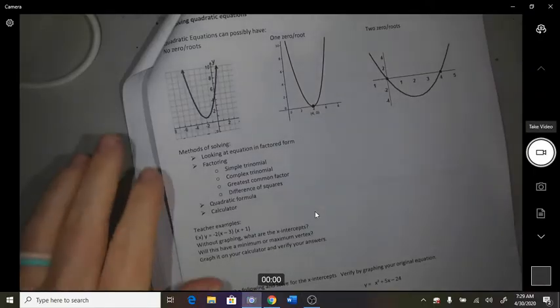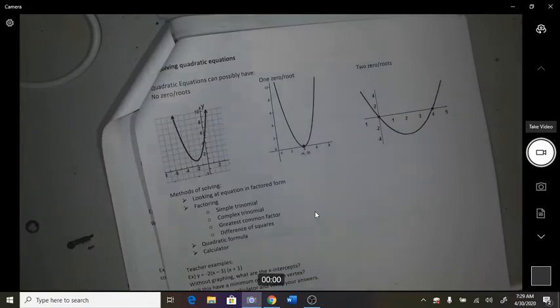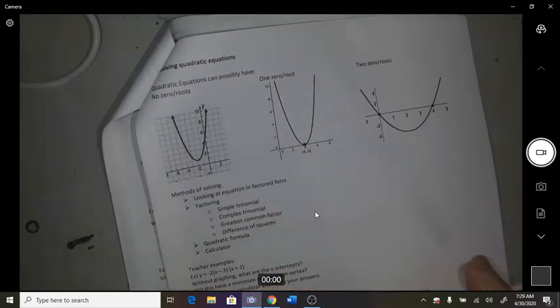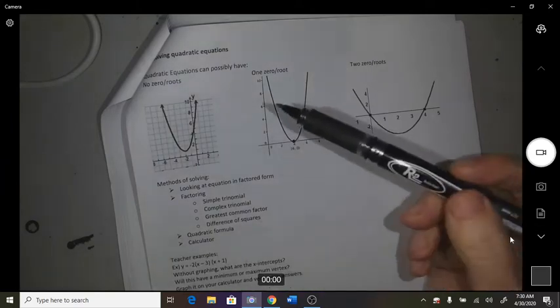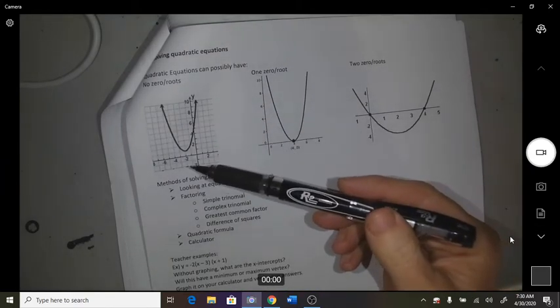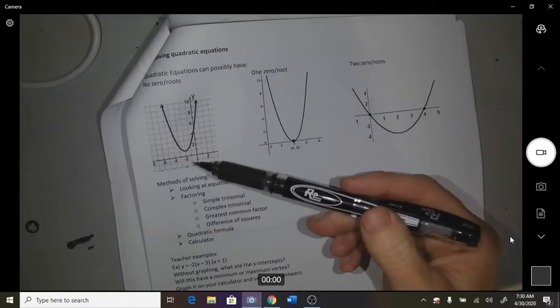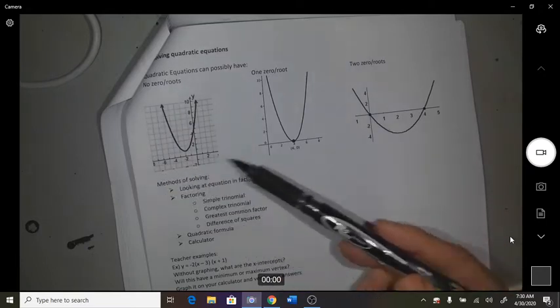Okay, today's lesson is how to solve a quadratic equation. So first of all, this is a parabola, a quadratic equation when it's graphed. There are three possibilities for its solutions. So in this case, there would be no solutions because it has no roots. It will never ever cross the x-axis.